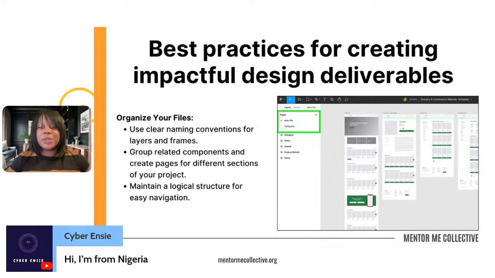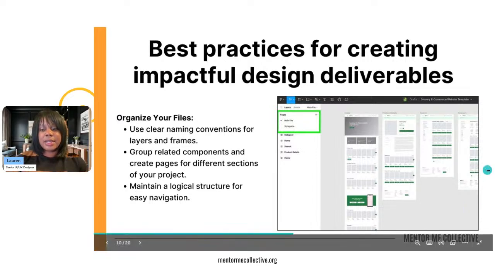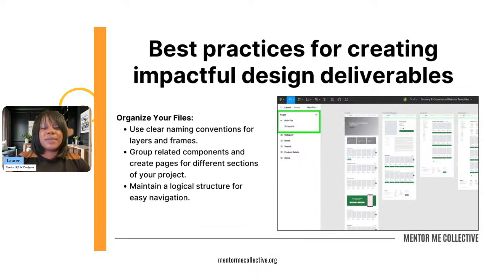So now I want to move into best practices for creating impactful design deliverables. One of the key things here is the ability to organize your files. The thing with Figma is you really get a lot, especially when you're designing for a really large website. Sometimes websites can be 100 pages, 30 pages, and when you're designing for that, it gets really overwhelming really fast.